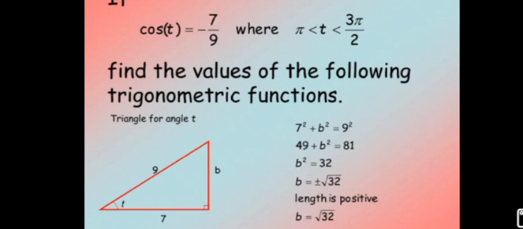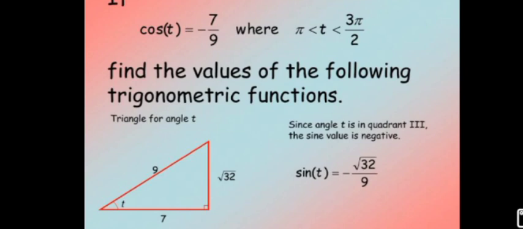So this is the given. To find the values of the trigonometric functions, we draw a triangle for angle t. So this is the picture of our given. 7 squared plus b squared, so this is the 7, equals 9 squared. 49 plus b squared is equal to 81. b squared is equal to 32. b is equal to positive or negative square root of 32. Since length is positive, b is equal to square root of 32.